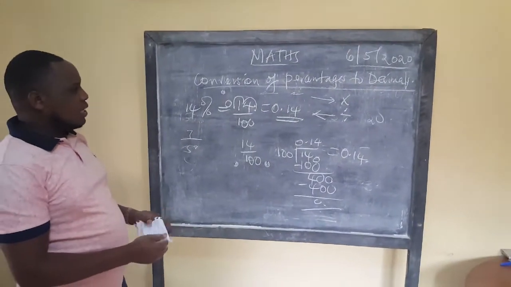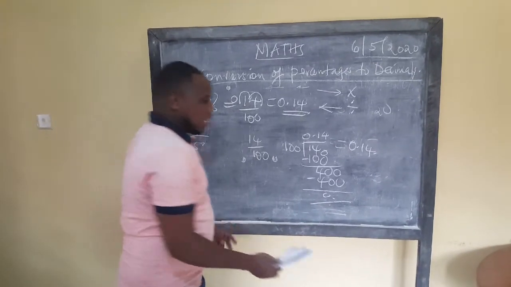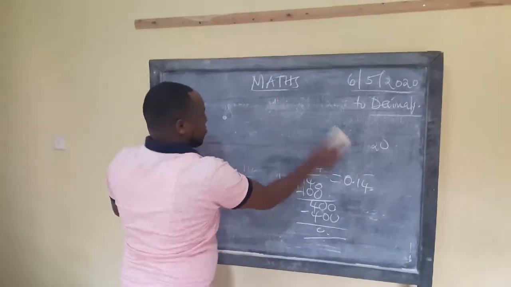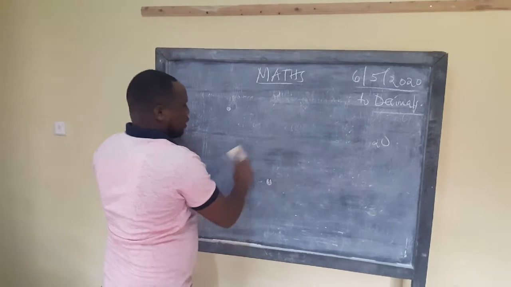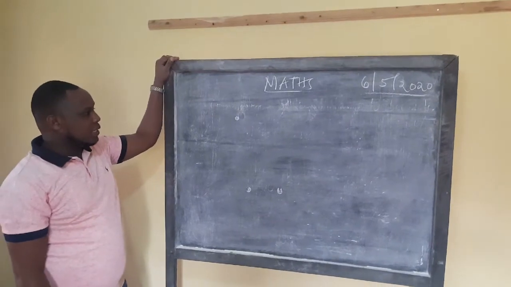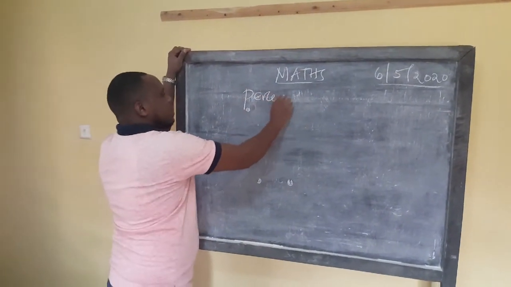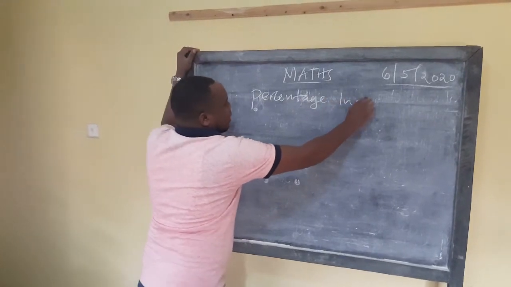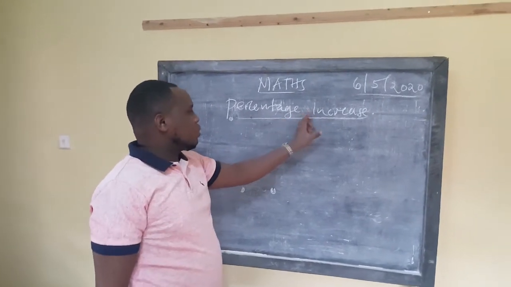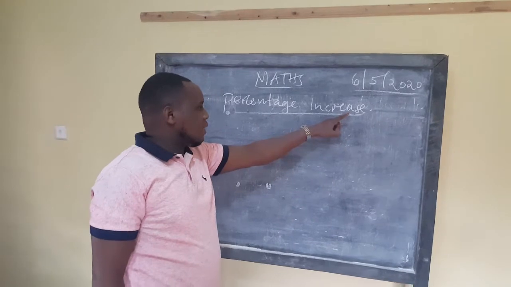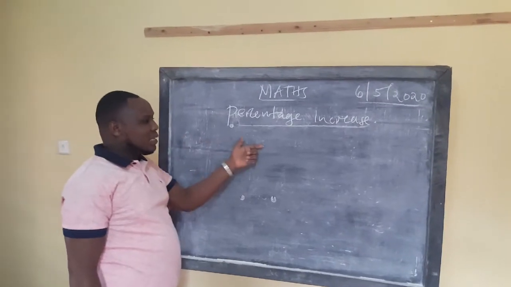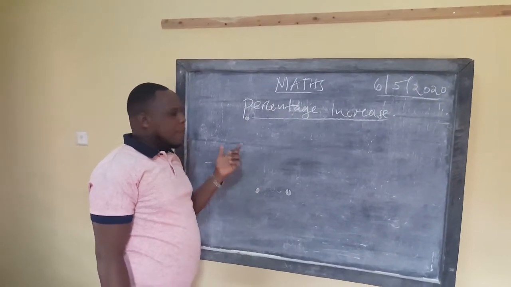Now I want to touch on the last part, something we call percentage increase. Then in our next lesson, of course, we shall do percentage decrease. Now, what is percentage increase? We know what percentage is, but just to explain what an increase is, it means that you get an original number and you increase it by a certain percentage. That is what we mean by percentage increase.